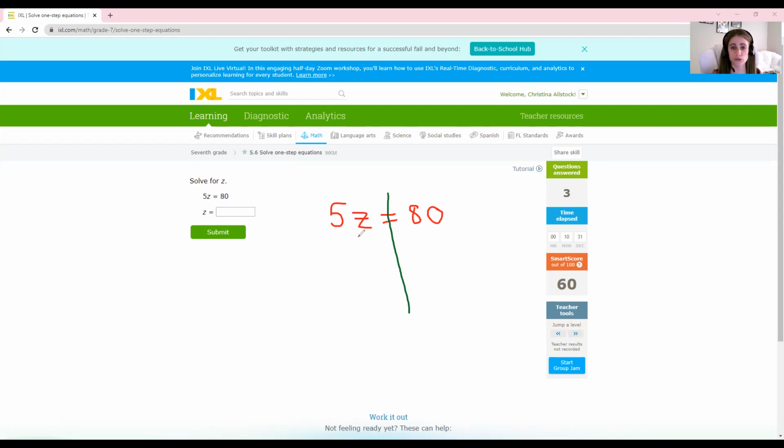We are trying to solve for z. Well, 5 is being multiplied by z. That 5 is in the way of us knowing what it means. To get rid of that, to get it to the other side, we do the inverse operation. The inverse of multiplication is division. We will divide both sides by 5. 5 divided by 5 is 1, so we're just left with 1z. And what is 80 divided by 5?